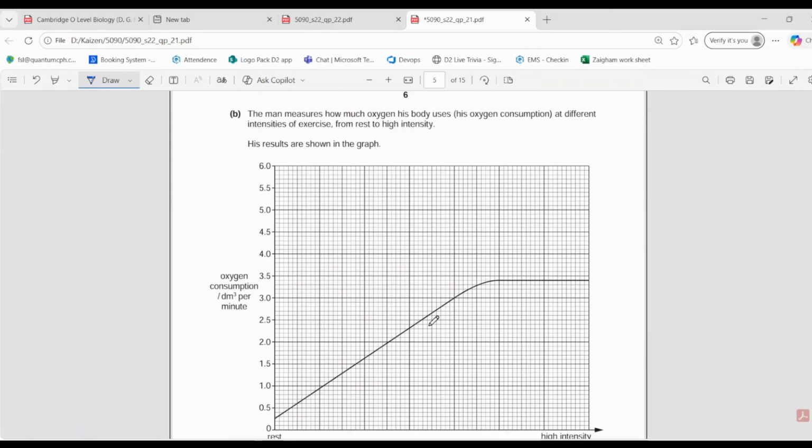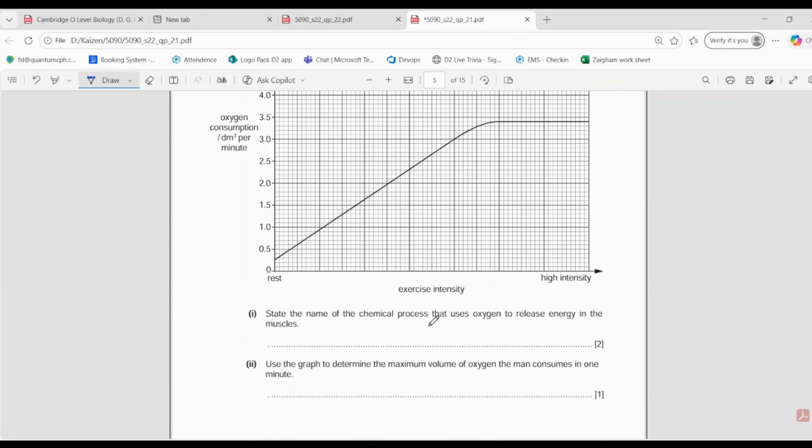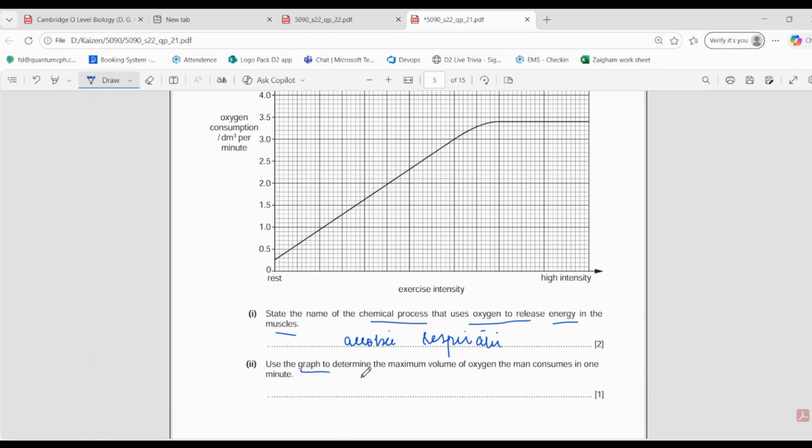A graph is given. Oh, this is the same question she asked me yesterday. State the name of the chemical process that uses the oxygen to release energy in the muscle. Aerobic respiration, correct. How would you make another line on the graph to determine the maximum volume of oxygen that man consumes? Oh no, here you don't have to make a graph. Use the graph to determine the maximum volume of oxygen the man consumes in 1 minute.